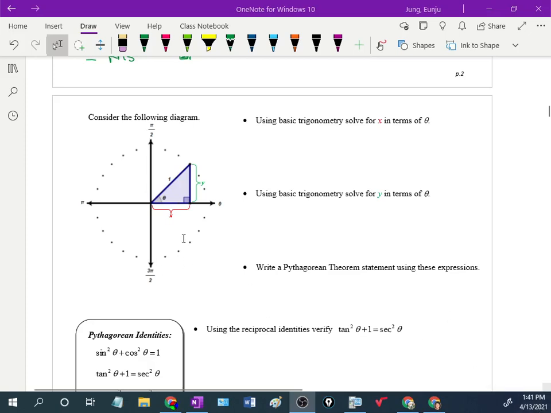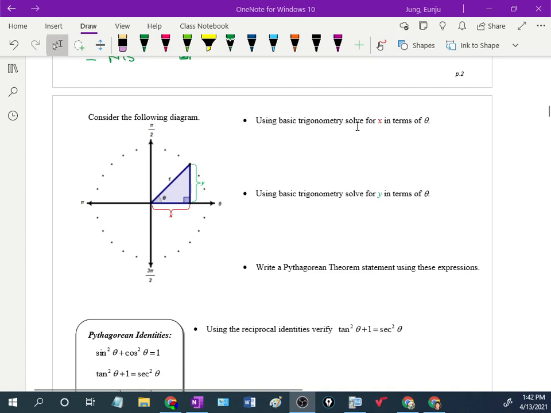Next page, page number 3. Consider the following diagram. This is the unit circle. In a unit circle, we have a right triangle. The x coordinate stands for cosine theta. The y coordinate stands for sine theta in a unit circle.